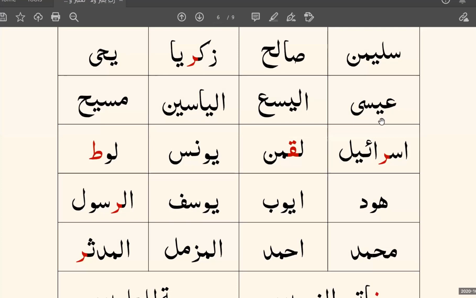Ain, Ya, Sin, Ya, Alif, Lam, Ya, Sin, Ain, Alif, Lam, Ya, Alif, Sin, Ya, Noon, Mim, Sin, Ya, Ha, Alif, Sin, Ra, Alif, Hamza, Ya, Lam, Lam, Qaf, Mim, Noon, Ya, Waw, Noon, Sin, Lam, Waw, Ta.